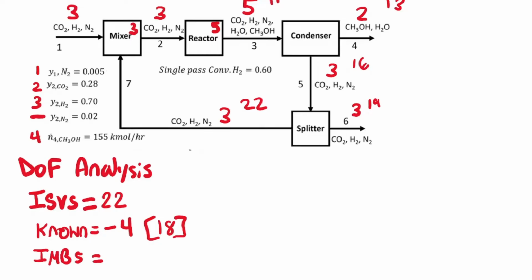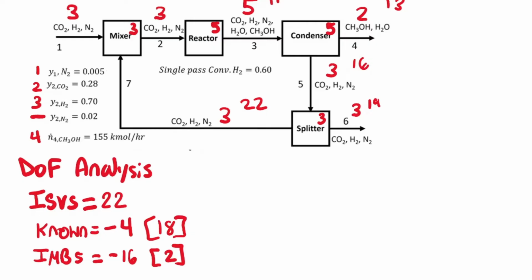The next one, looking at the condenser, you've got 5 components coming in, so we can do 5 independent material balances. And then over the splitter, we're going to be able to do 3 independent material balances. And that now gives me, if we're counting up the independent material balances, 3 plus 5 plus 5 plus 3, giving me 16 independent material balances. So -16, giving me 2 degrees of freedom at the moment. And now as we continue along, we'll look for other ways to reduce my degrees of freedom.